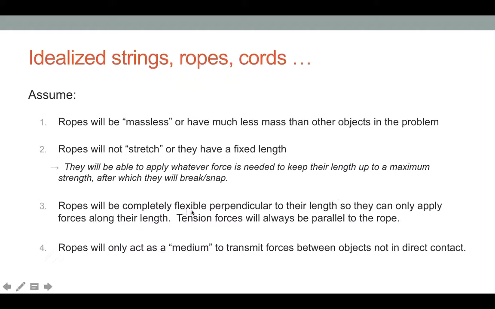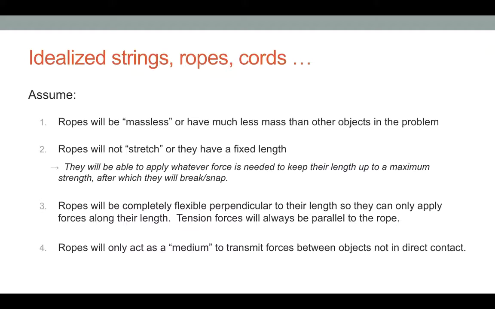We will also assume that they are completely flexible perpendicular to their length, so they can only apply a force along their length. Tension forces will always be parallel to the rope. This means ropes are effectively only going to be a medium to transmit forces. They will not be objects in and of themselves.